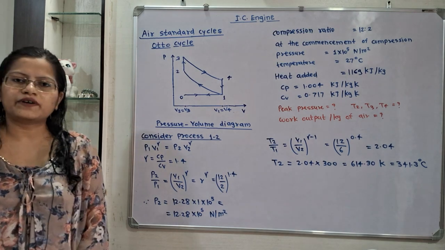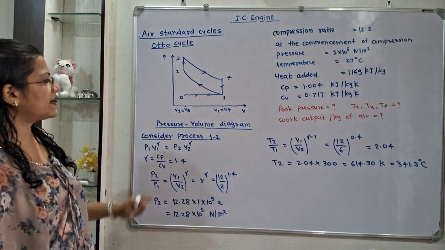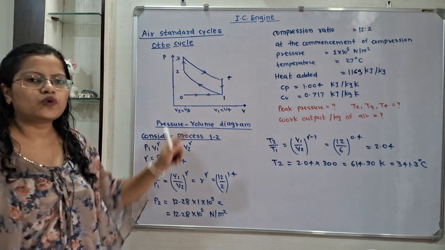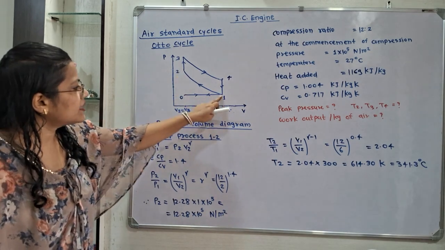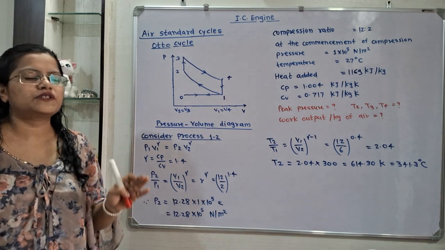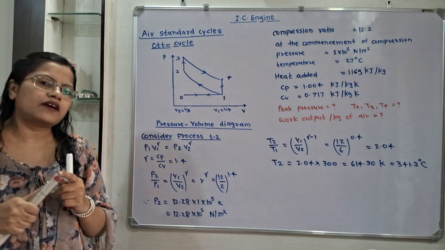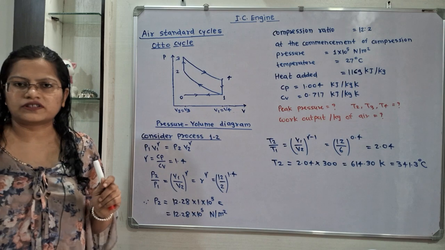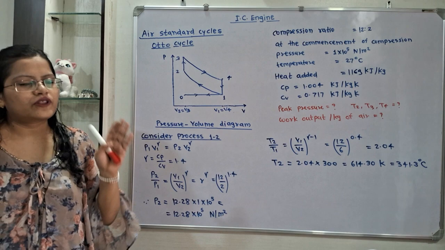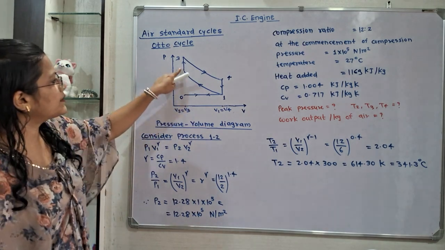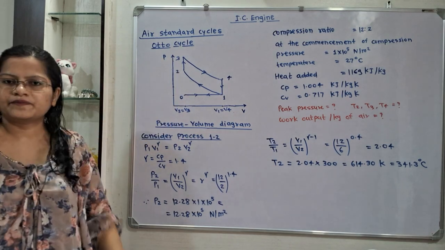Compression ratio is given, it is 12:1. If we observe the pressure volume diagram, then process 0 to 1 is for the suction, and then 1 to 2 is the isentropic compression process where the air is getting compressed in the piston cylinder arrangement with entropy constant. Then 2 to 3 is the heat addition process. For this heat addition, volume will remain constant. Now, if we observe, V2 is equal to V3.